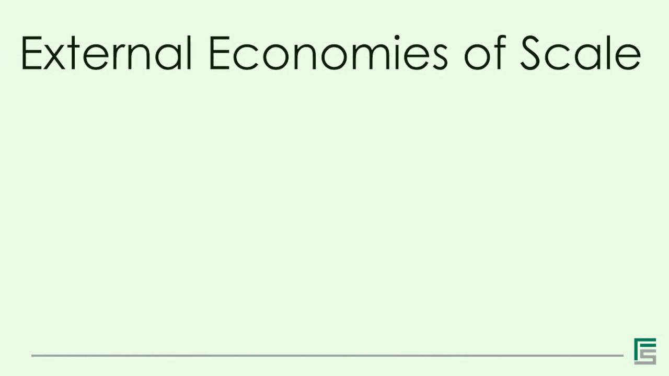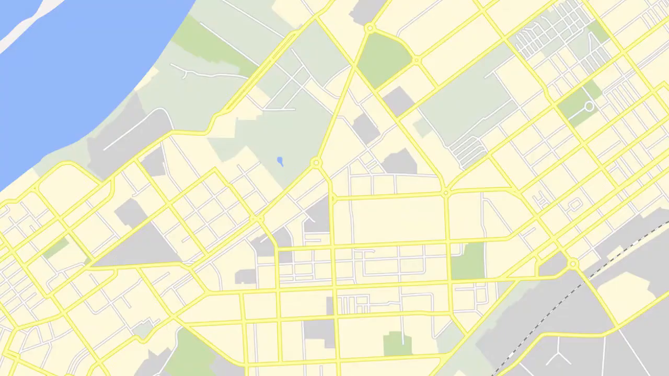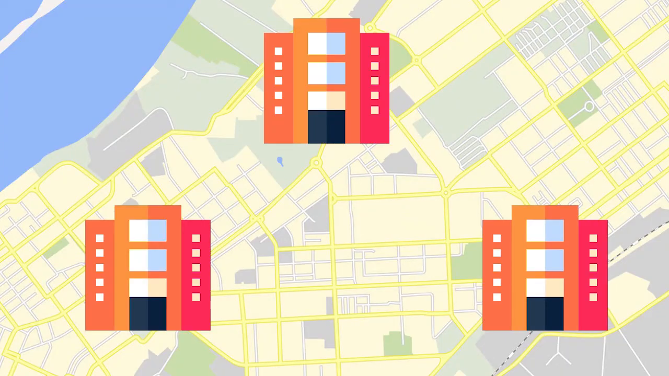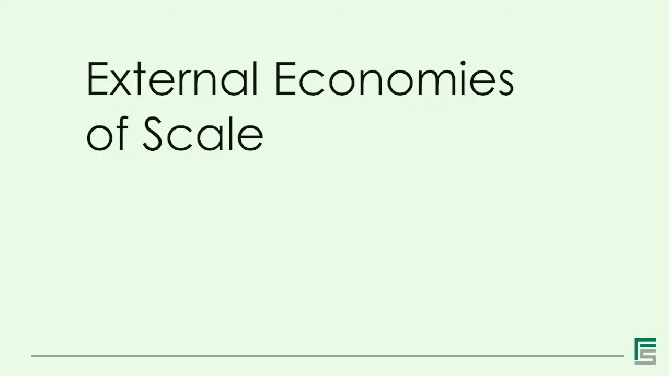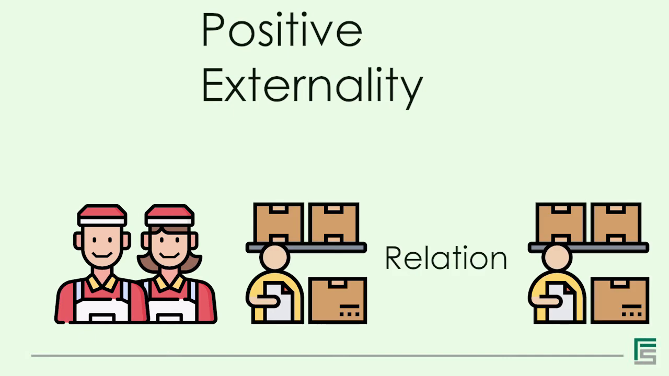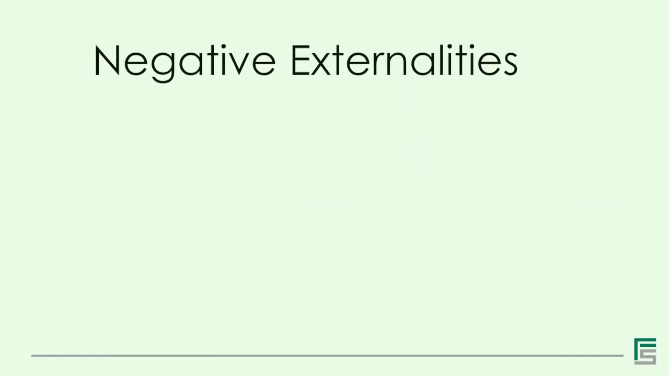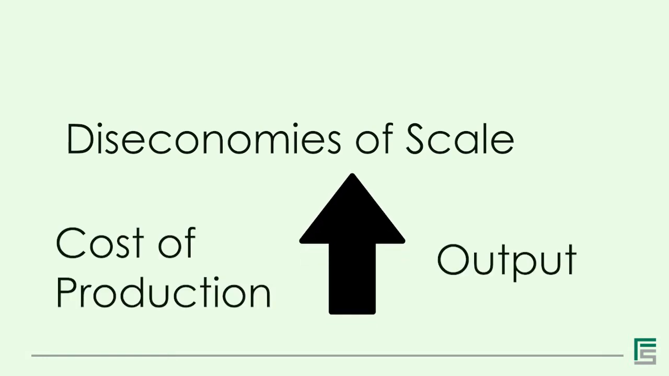External economies of scale generally have an effect on the whole industry and not just the business itself. So when the industry grows, the average costs of businesses drop. External economies of scale occur due to both positive externalities and negative externalities. Positive externalities include a trained or specialized workforce, relationships between suppliers, and more innovation. Negative externalities, also known as diseconomies of scale, occur when cost of production increases with output, and that will be discussed in our next video.